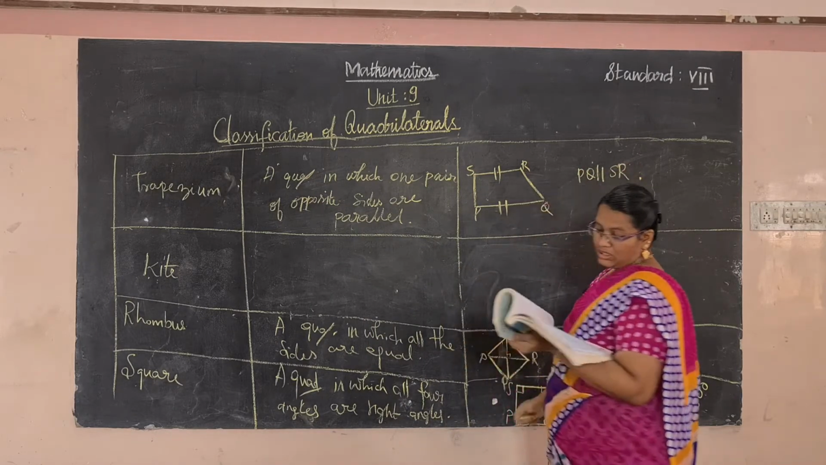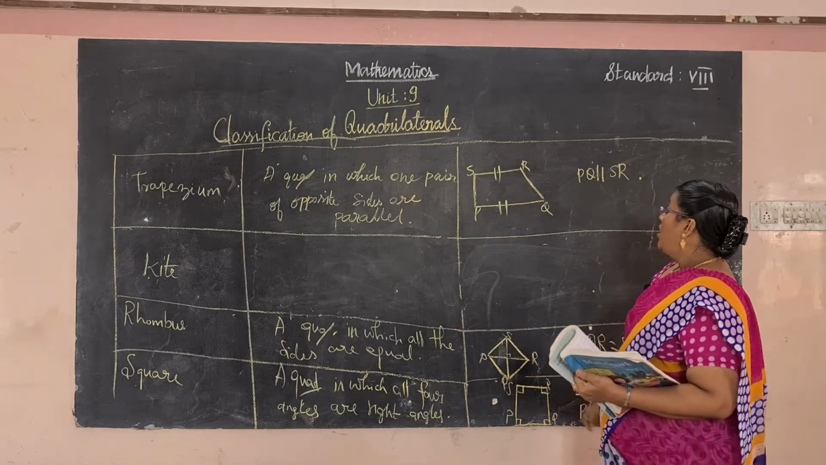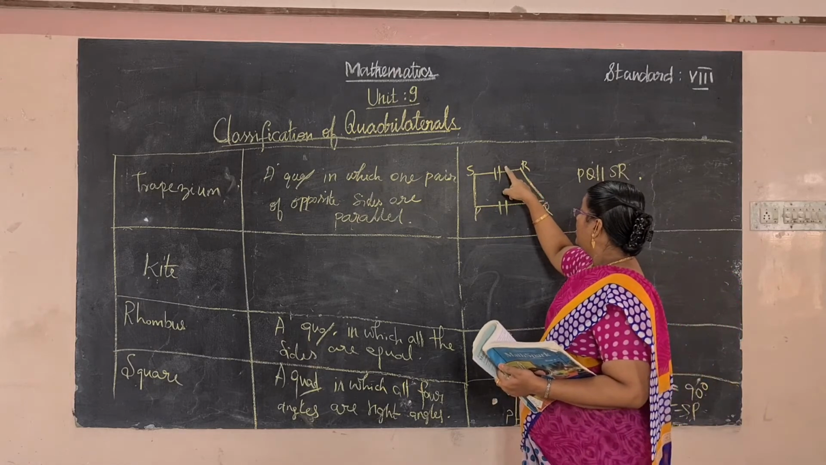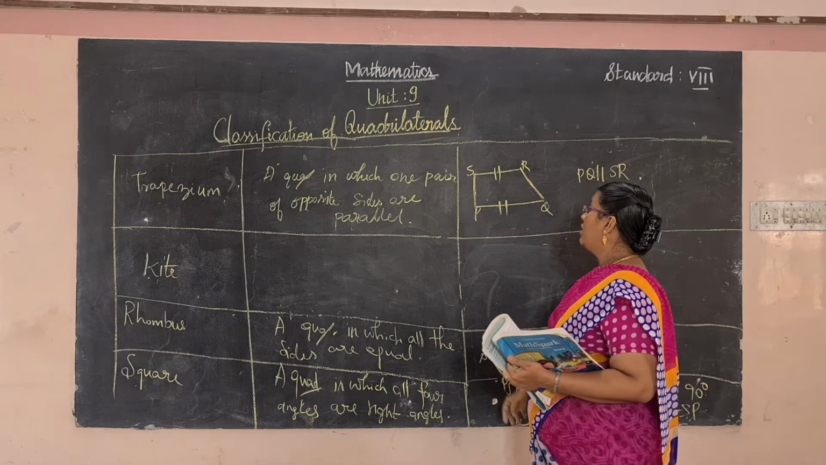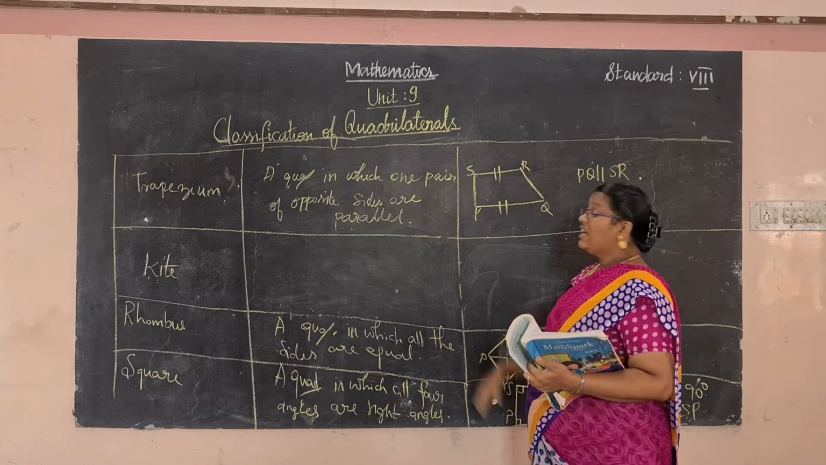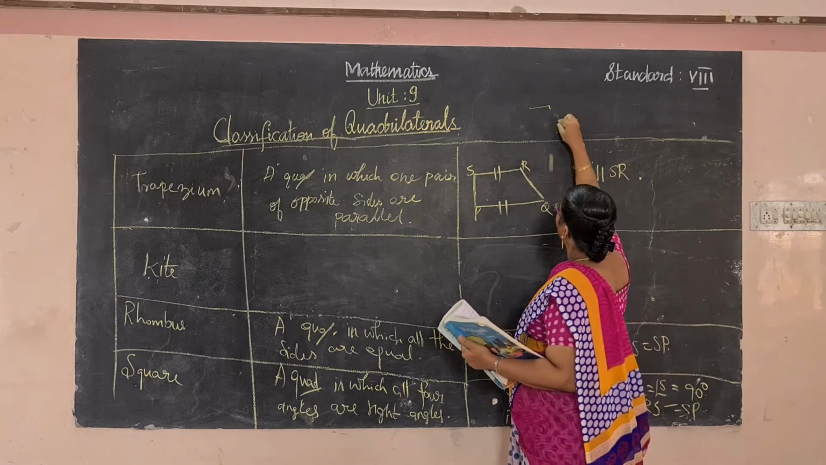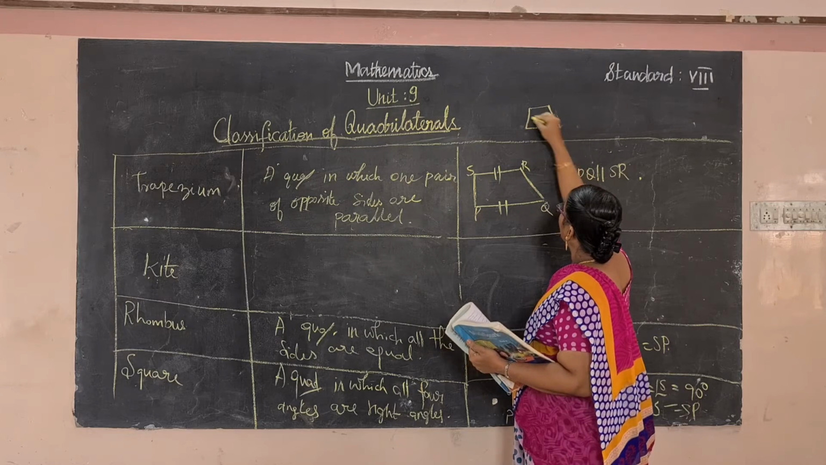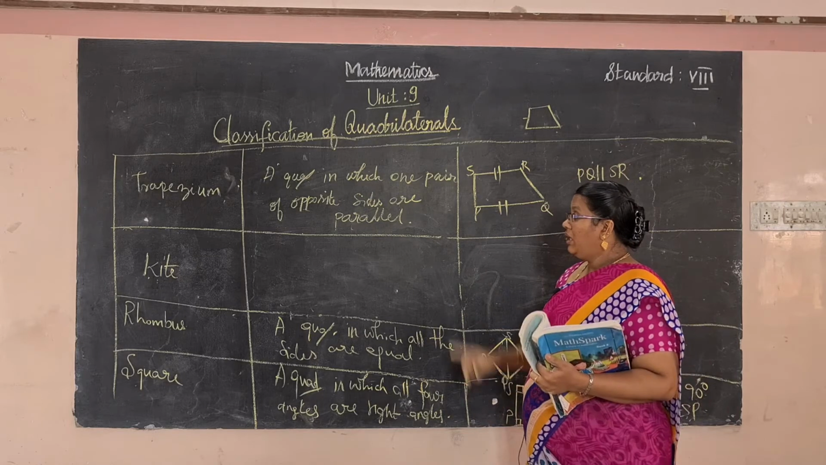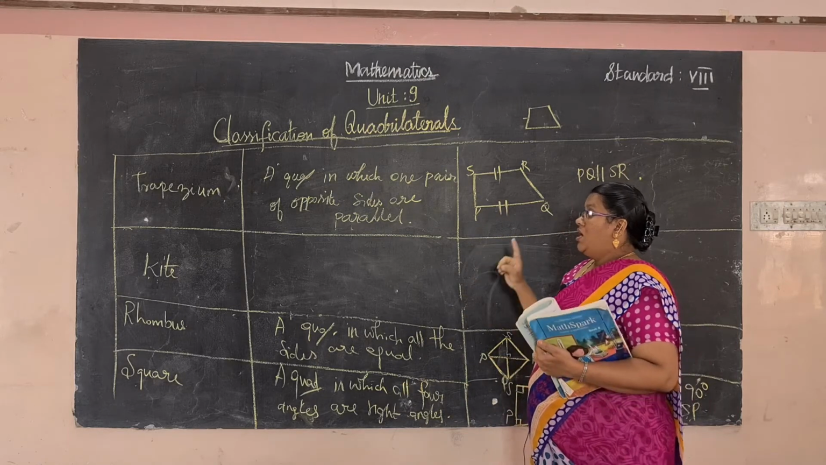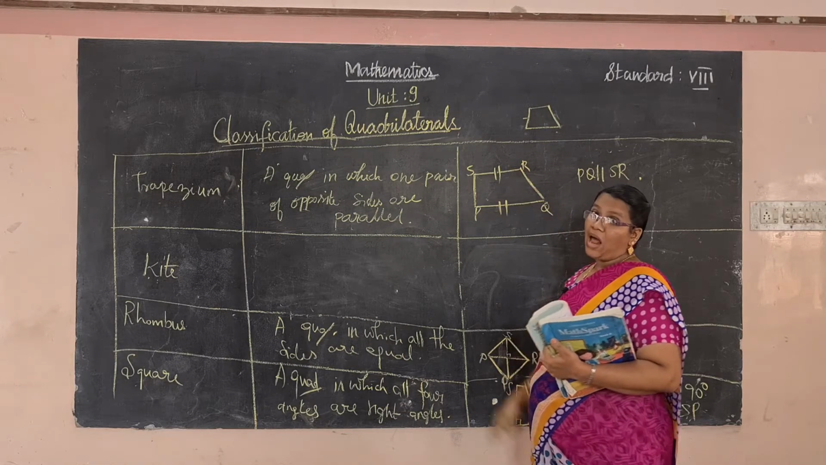In your book is given the isosceles trapezium. Isosceles trapezium means opposite sides are parallel and the non-parallel sides are equal. So in your book is given this, these are all equal. That is the condition for an isosceles trapezium. So a trapezium is a quadrilateral in which one pair of opposite sides are parallel.